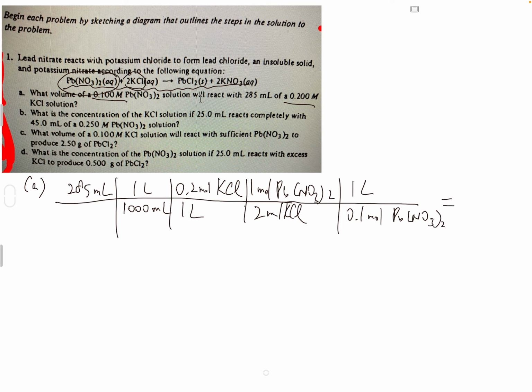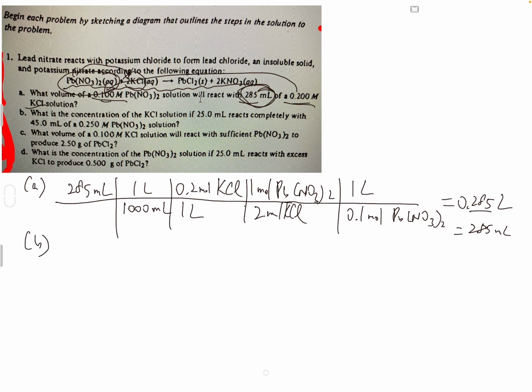So hit your calculator and it comes out to 0.285 liter, something like that. 3 sig figs are needed for this calculation, so we keep 0.285. It turns out it's actually the same as 285 milliliters, the same volume as the KCl solution. If you think about it, it makes sense, because the ratio is 2 to 1. That's why the volume is the same.